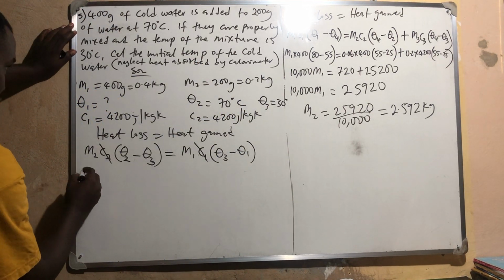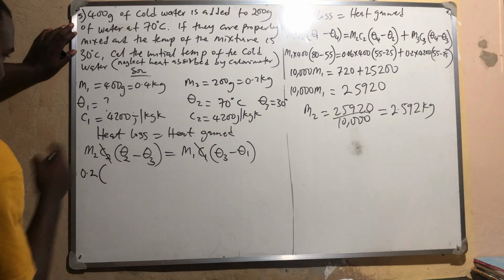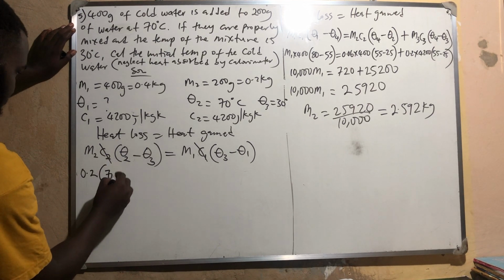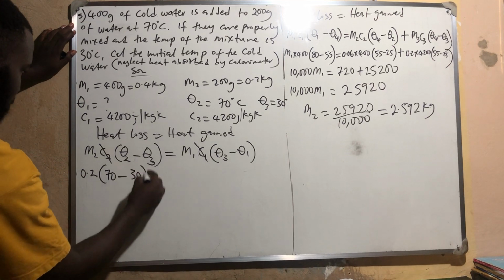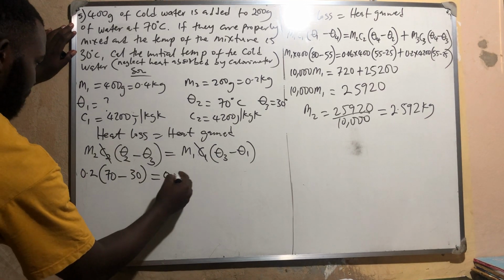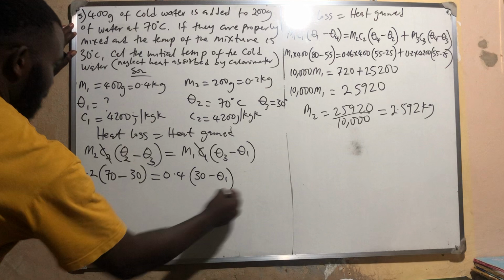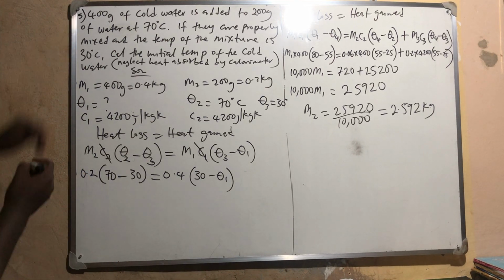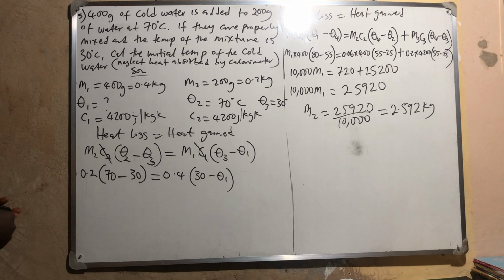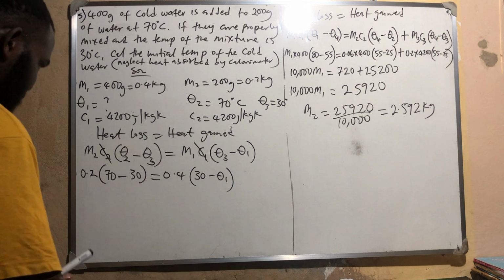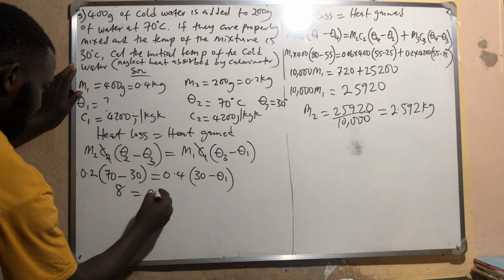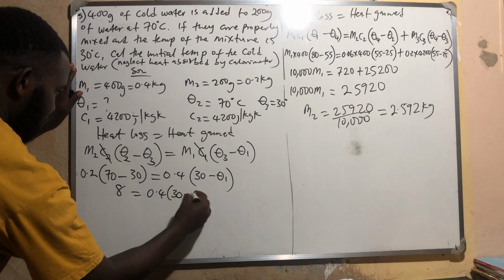So my M2 is 0.2 in bracket of my theta 2, which is 70, minus my theta 3, 30. You close, is equal to my M1, 0.4, in bracket of theta 3, which is 30, minus my theta 1 I'm looking for. So 70 minus 30 is 40, times 0.2 gives you 8. I have 8 here is equal to 0.4 in bracket of 30 minus theta 1.